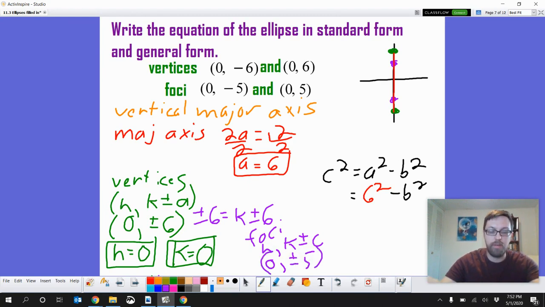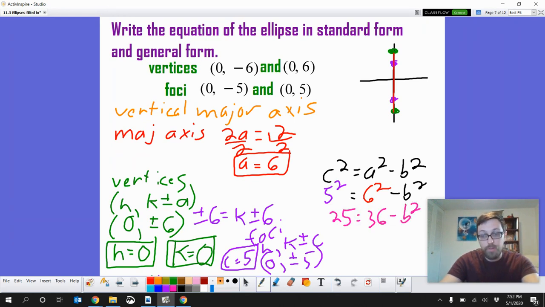So we already know what h and k are. They're 0 and 0. So 0 plus or minus what is going to be 5? Well, 5. So c has to be 5. All right, we'll plug that in. So here we've got 5 squared. We end up with 25 equals 36 minus b squared. After you do a little bit of solving, b equals the square root of 11.